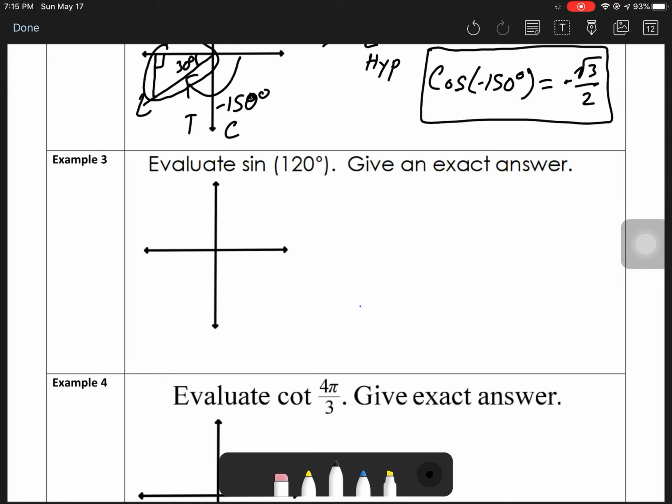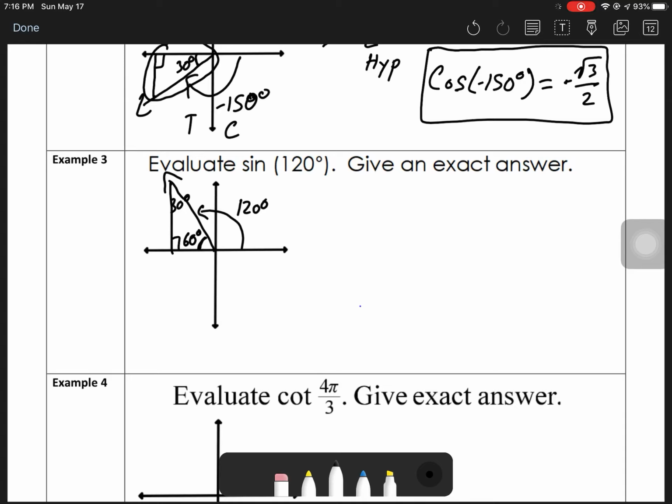Next it says evaluate sine of 120 degrees, give an exact answer. So sine of 120, this is a positive angle. 120 is going to go up kind of like that. I'm going to make a triangle. So I've already gone 120 degrees, but to touch back to the x-axis, how much more do I need to go? It would be 60 degrees. 120 plus 60 gets us to that 180. Okay, which means this angle up top here has got to be 30, and this is our right angle.